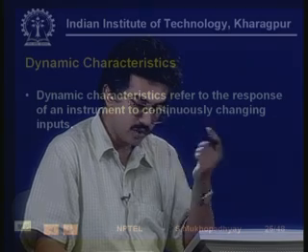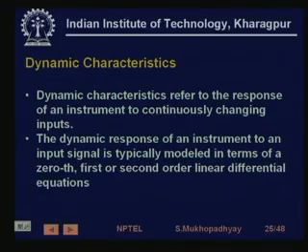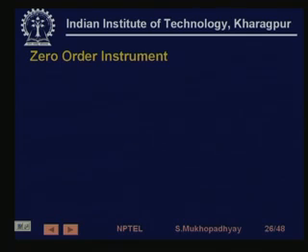But we have to talk about the dynamic characteristic of the instrument when the input is not steady. So the input is continuously changing, and the dynamic response of an instrument to an input signal is typically modeled in terms of time. So now we have to worry about that if the input signal suddenly changes from some value to some value, how is the output signal going to change? So we are not only concerned with the new steady state value that the output signal will achieve, but we are also concerned with how it is going to achieve that over time. So when we talk about such characteristics, we talk about the dynamic characteristics of instruments.